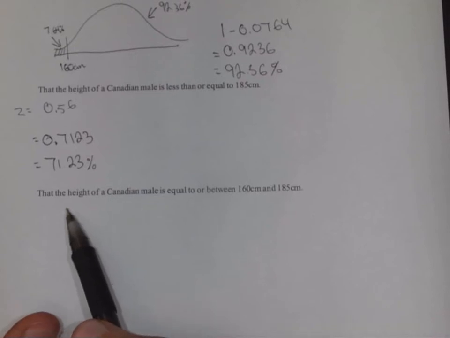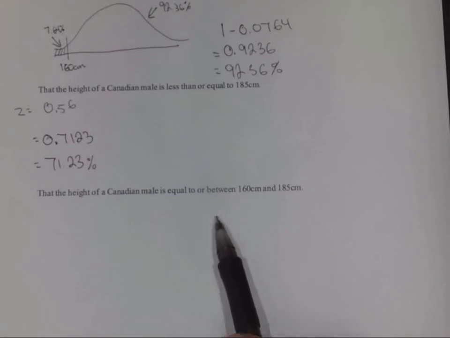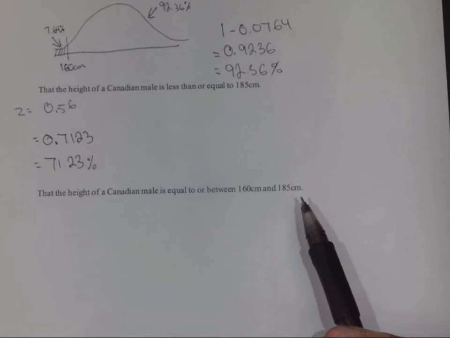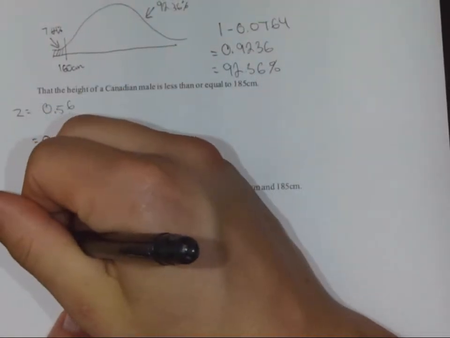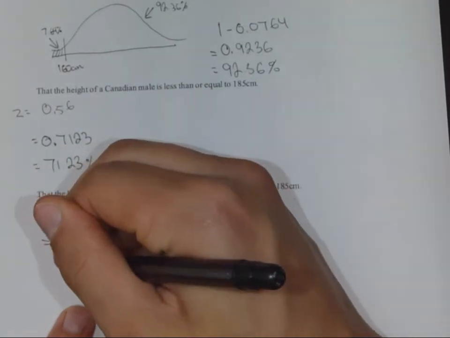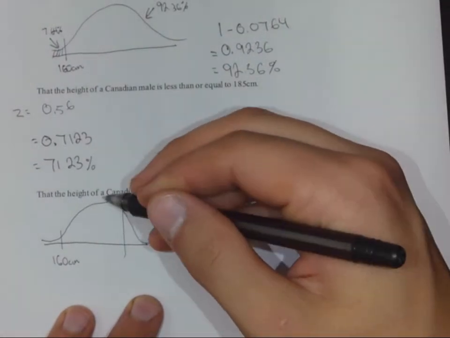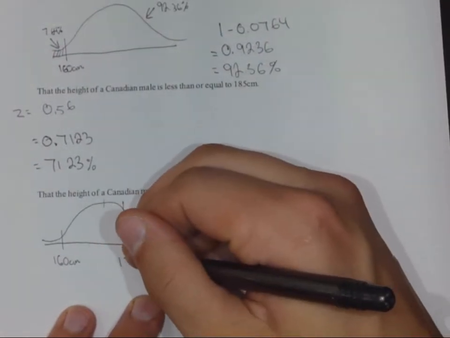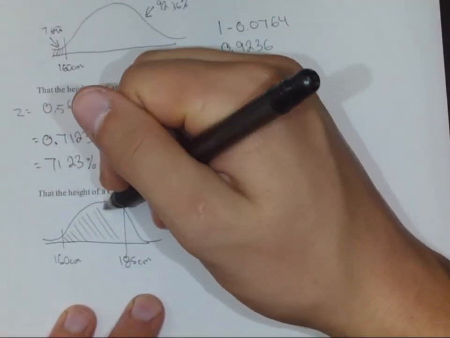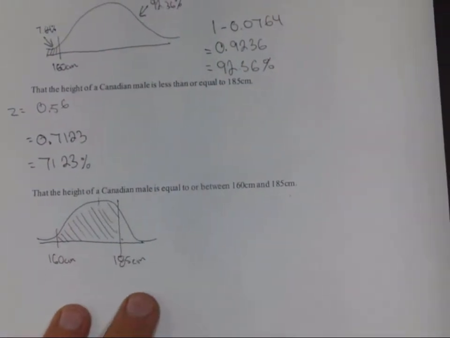Finally, we'd like to find that the height of a Canadian male is equal to or between 160 and 185 centimeters. So now, what it's asking is if we know that this is 160 centimeters, we know that somewhere over here, because this would be the 50% mark, this is 185 centimeters. What is the probability that we are equal to or in between these two numbers?